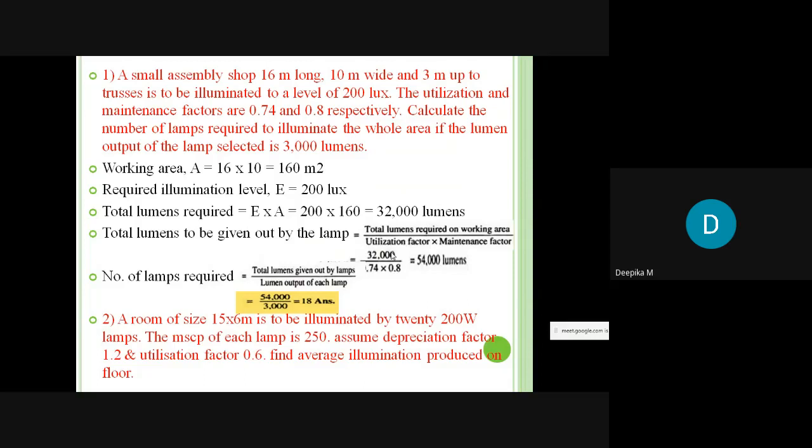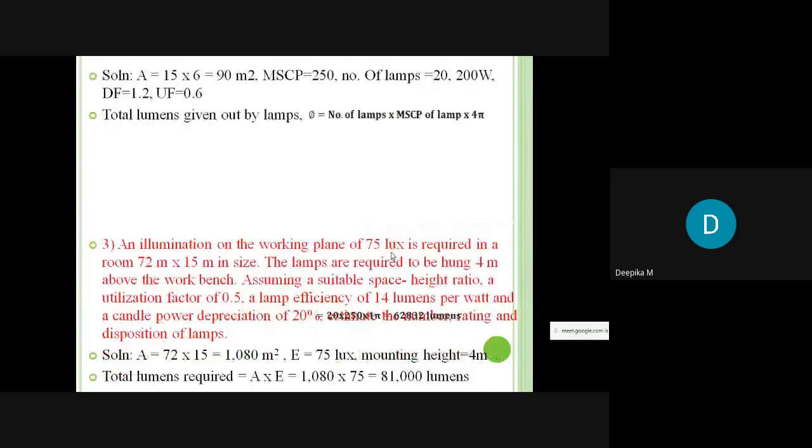But if the lumens given out by the lamp are known, to calculate for the working plane, we have to do this, that is phi into UF divided by DF. That will give you the exact answer. Okay, so this is very important when calculating this. So you have to be very careful. Lumens given out by the lamp is different.